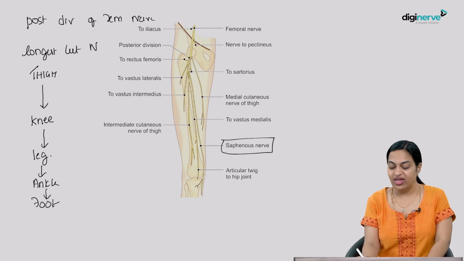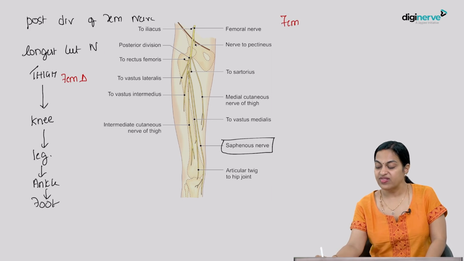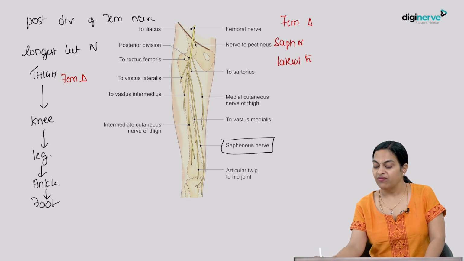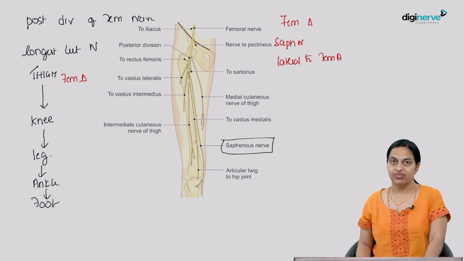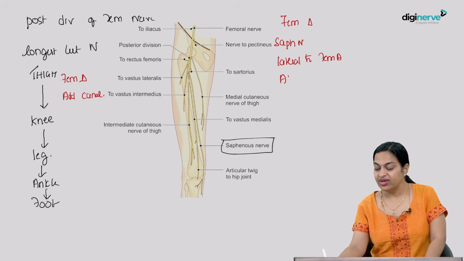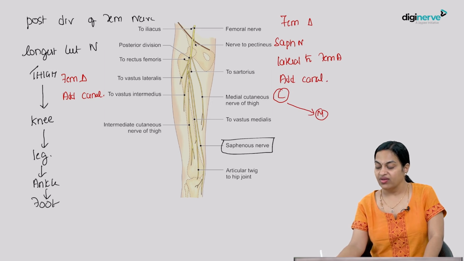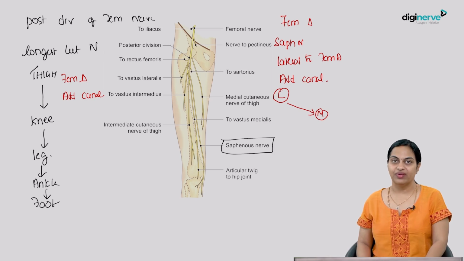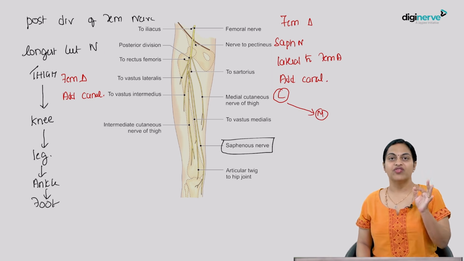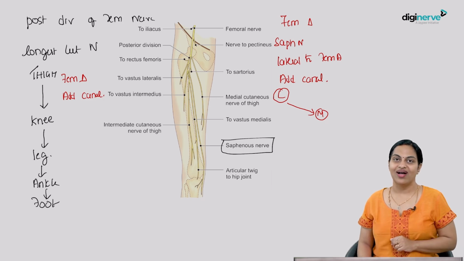In the thigh, we get to see it in the femoral triangle. In the femoral triangle, the saphenous nerve will lie lateral to the femoral artery. Okay, and then you will also get to see it in the adductor canal. In the upper part of the adductor canal, this nerve will lie lateral to the artery and then it will cross it anteriorly from lateral to medial. So the femoral artery is crossed by the saphenous nerve anteriorly from lateral to medial in the adductor canal.